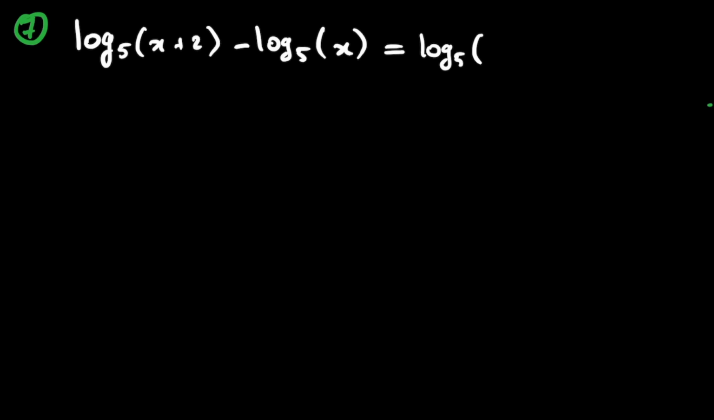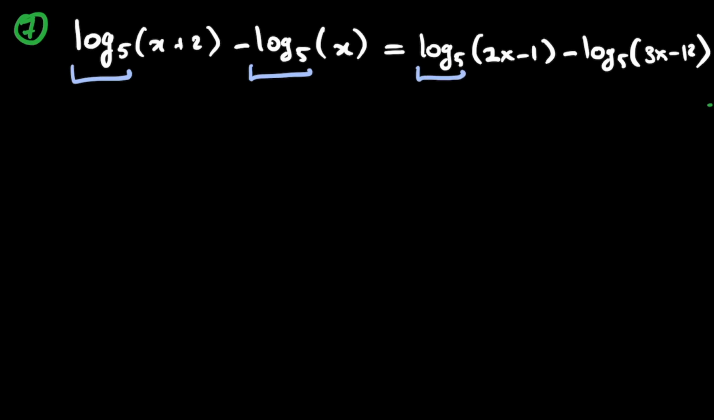We have our equation that the logarithm with base 5 of x plus 2 minus the logarithm of base 5 of simply x has to be equal to the logarithm of base 5 of 2x minus 1 minus the logarithm of base 5 of 3x minus 12. And the first thing that we see here is that each term has indeed a logarithm with the same base. However, there's still this annoying minus sign, so we have 4 terms. And what we would like is just to have one logarithm on one hand side and one logarithm on the other side of the equality sign.